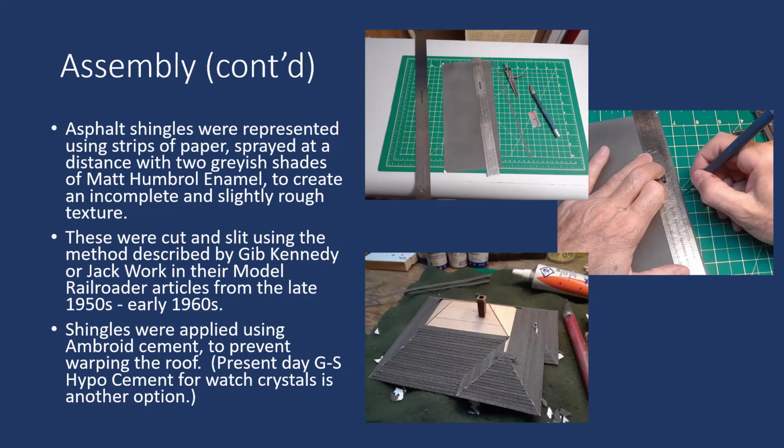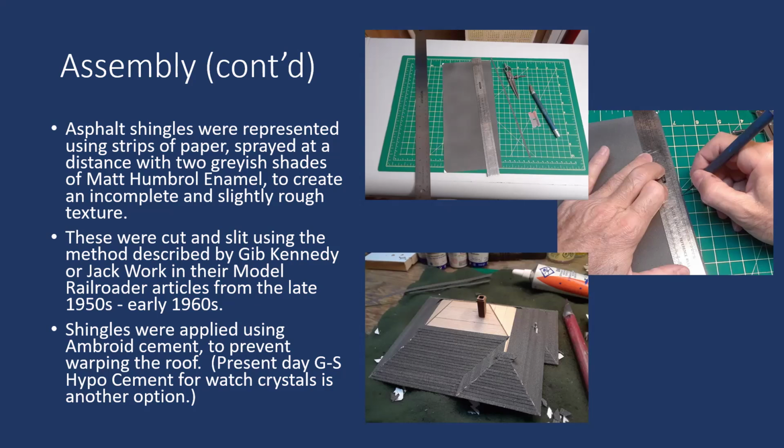Now, I actually laser cut these now, and I found gray cardstock for this type of asphalt shingle, which works very, very well. And in this case, I applied the shingles using Ambroid cement or GS Hypo cement for watch crystals to prevent warping the roof. I've more recently been doing this using a 3M double-sided photo mounting tape, which appears to be another good way to do this.